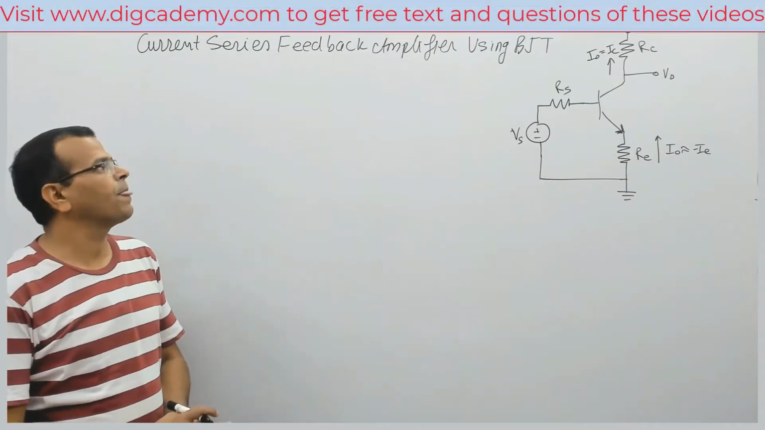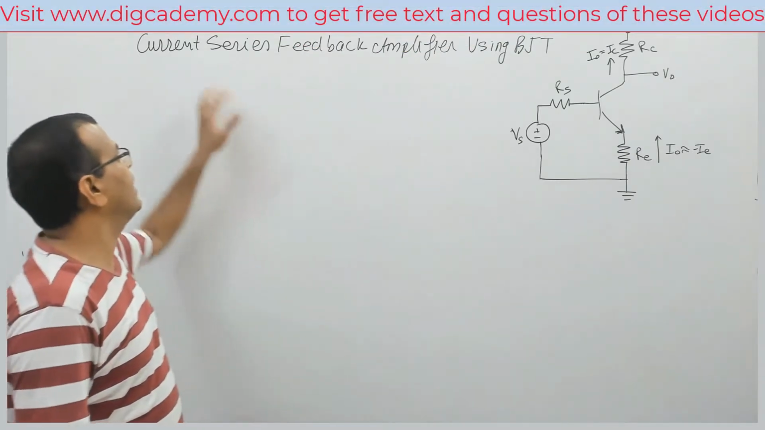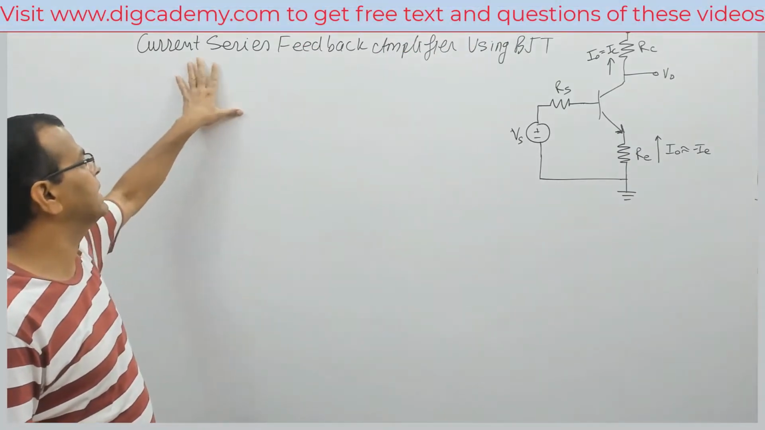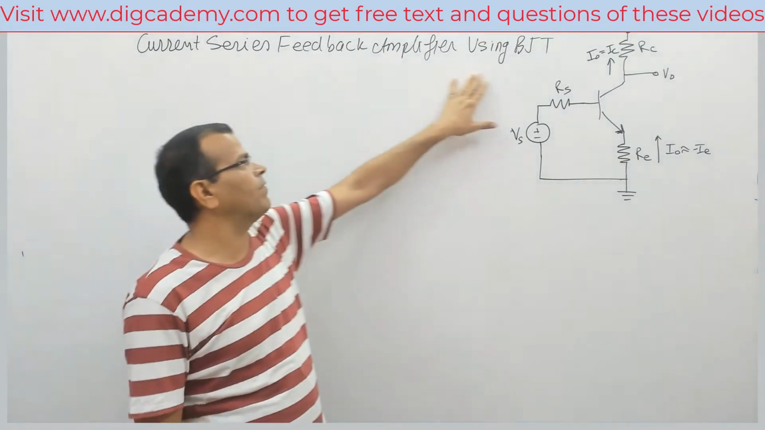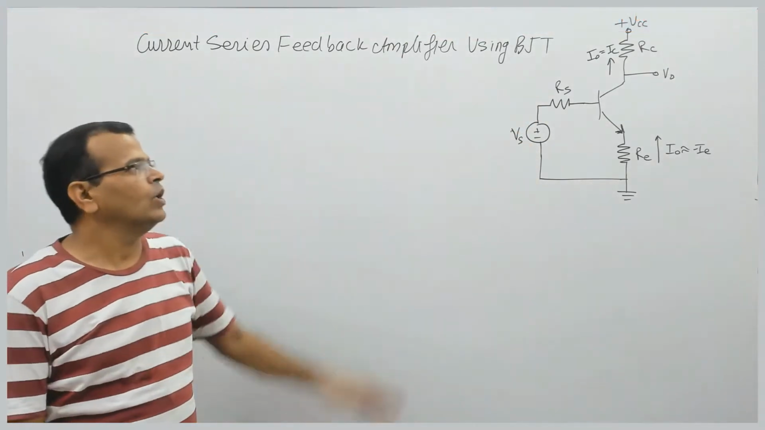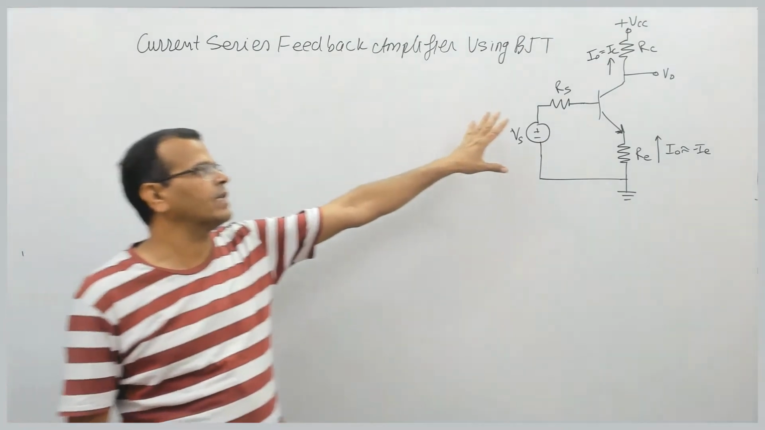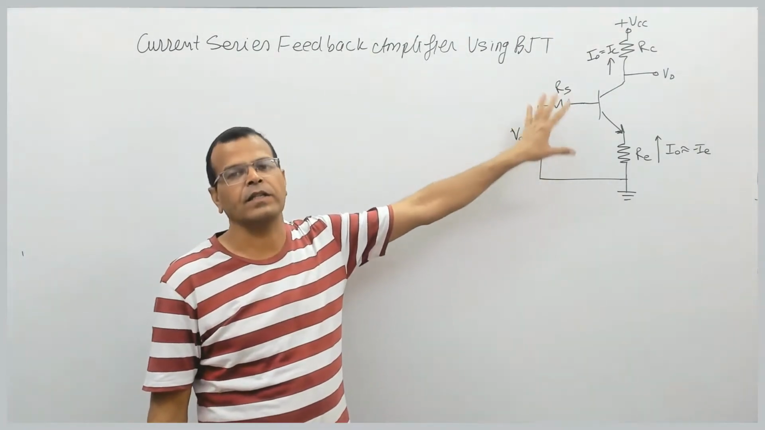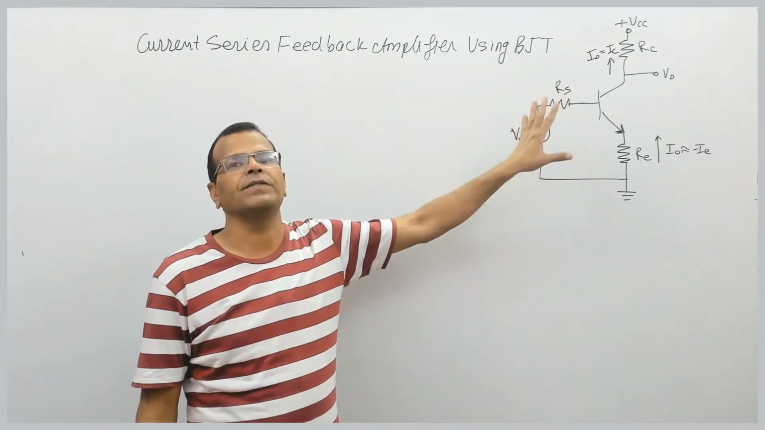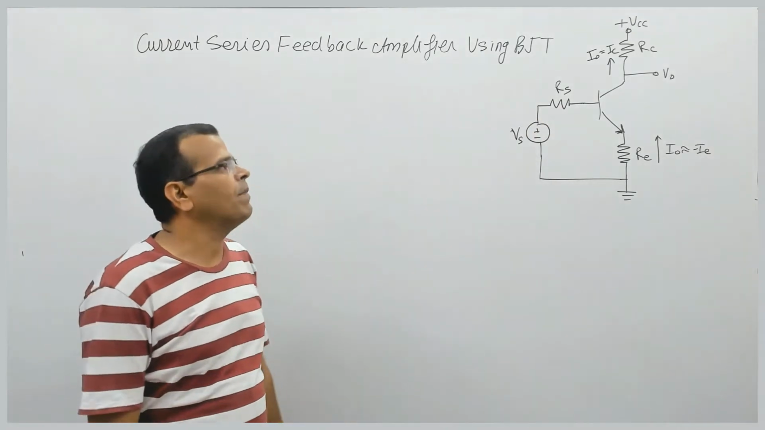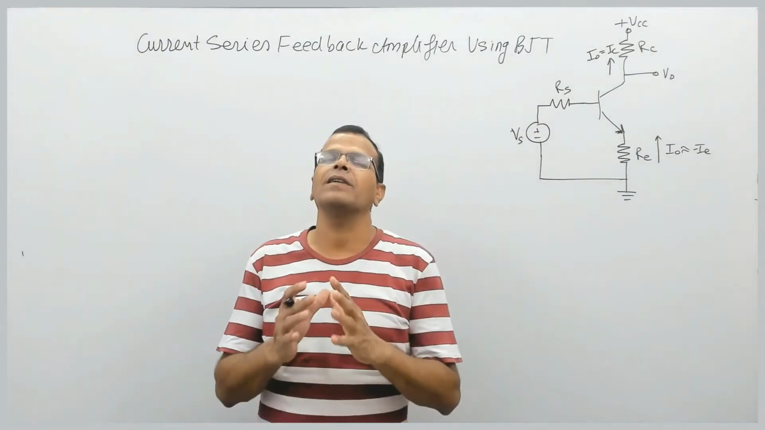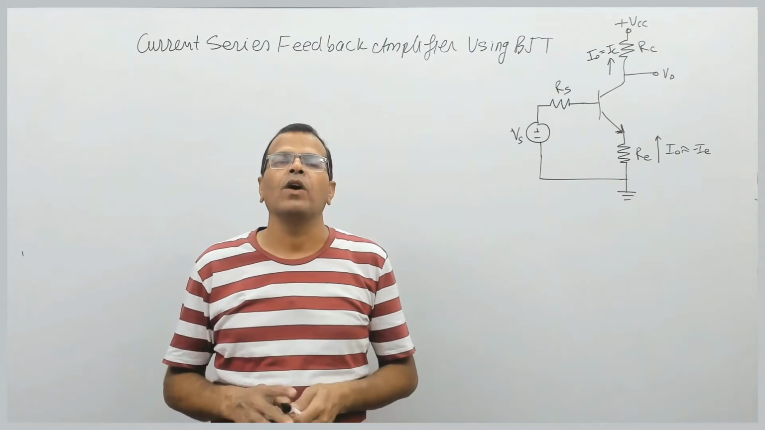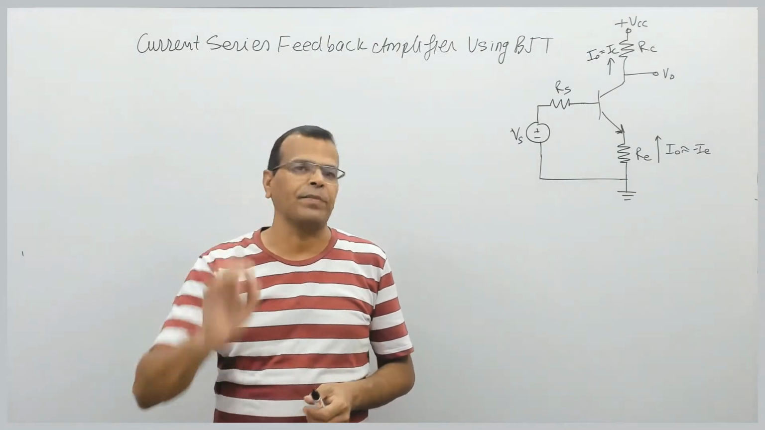Hello friends, now we will start with the next topic of feedback amplifiers, that is current series feedback amplifier using BJT. You can see the circuit drawn on the right hand side, that is the circuit of current series feedback amplifier. Remember, for analysis of a current series feedback amplifier, we need to follow certain steps.